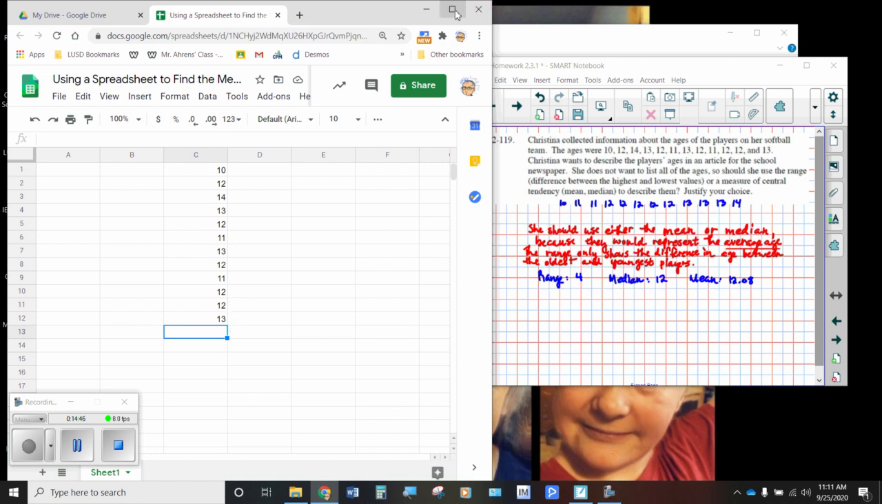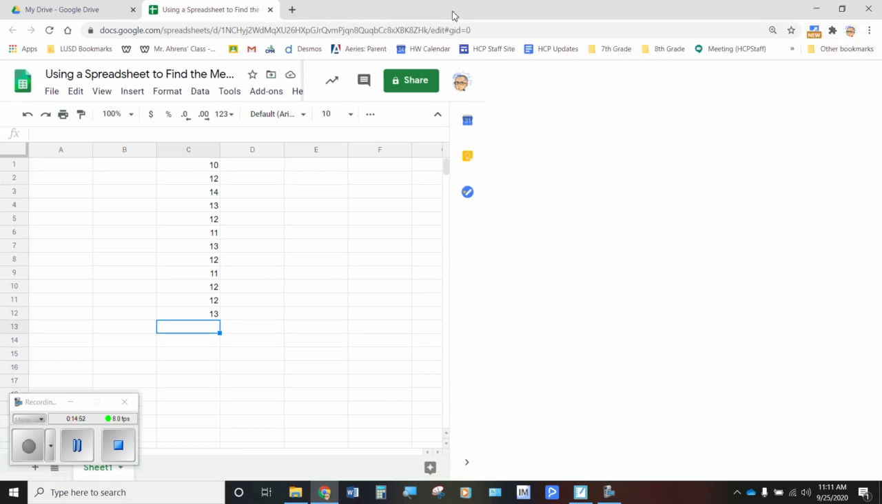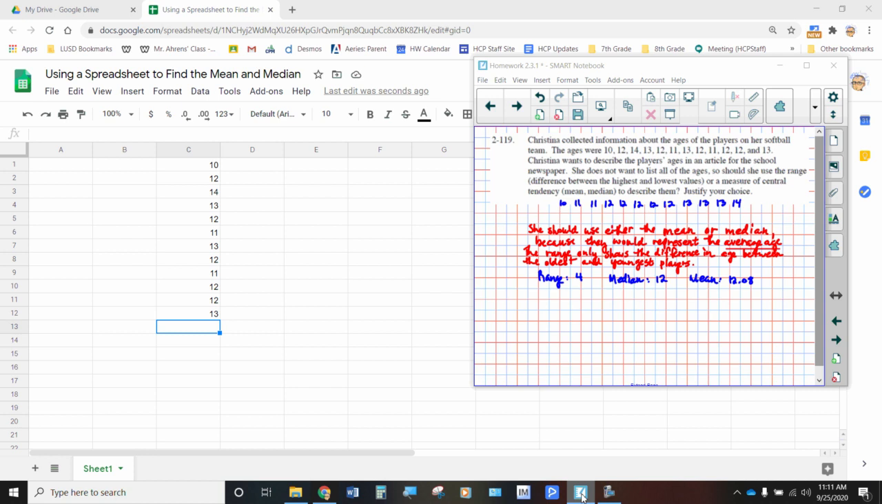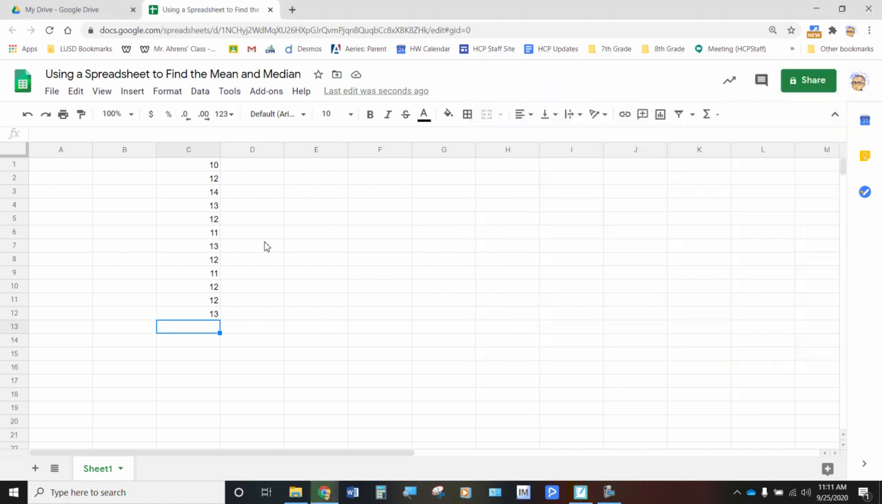All right. I've successfully transferred all of my data from the problem into the spreadsheet. And our task is to find the mean and the median, and also the range of the data. Okay, so first thing I'm going to do is take all of these numbers and highlight them.